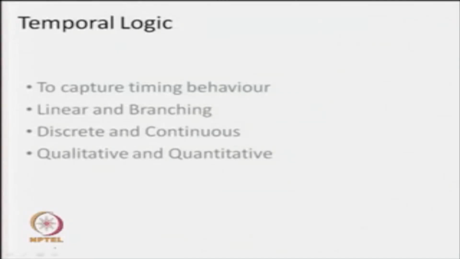Already I have mentioned that in temporal logic we are going to capture the timing behavior of the system. Secondly, if you look into the notion of timing, we have two types of notion, one is branching time and second is linear time. Again, we can capture timing in two different ways, one is discrete and second is continuous. Again, to specify the behavior, we can look at two different ways, one is qualitative and second is quantitative.